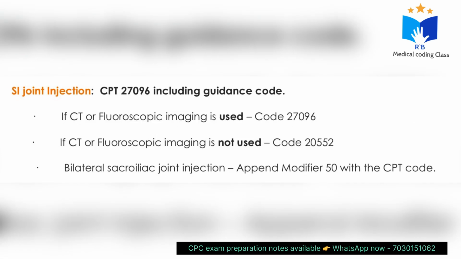Then next point, joint injection 27096 including guidance code. If CT or fluoroscopic imaging is used, then code 27096. And if CT scan or fluoroscopic imaging is not used, then code 20552. And for bilateral sacroiliac joint injection, append modifier 50 with the CPT code.